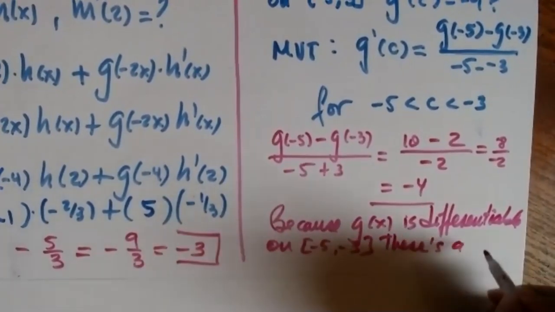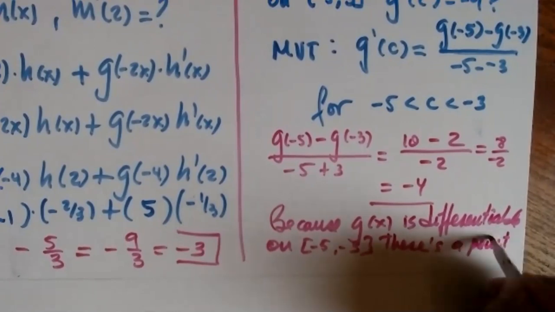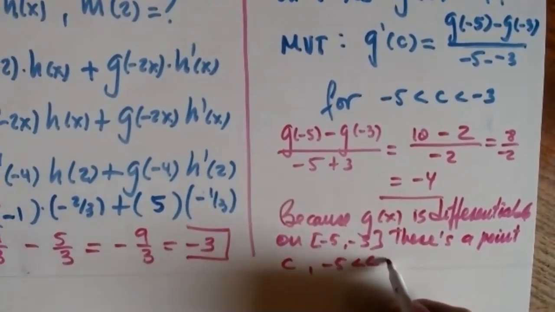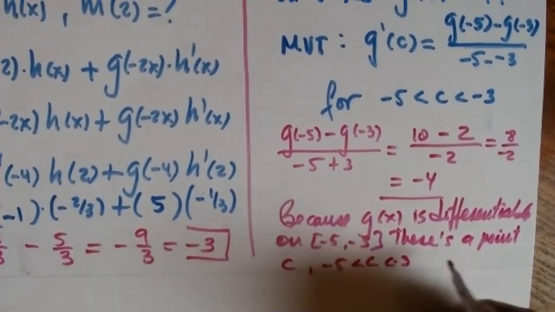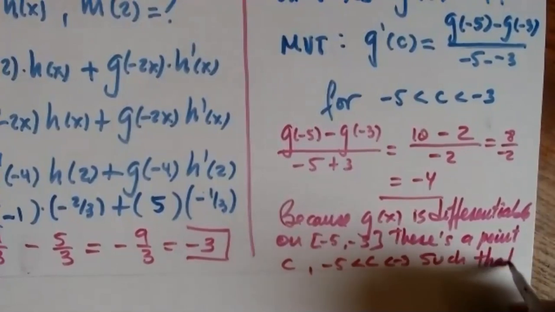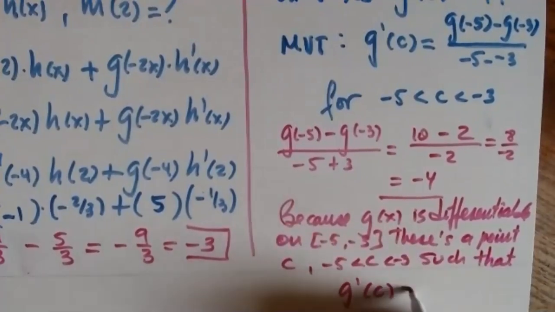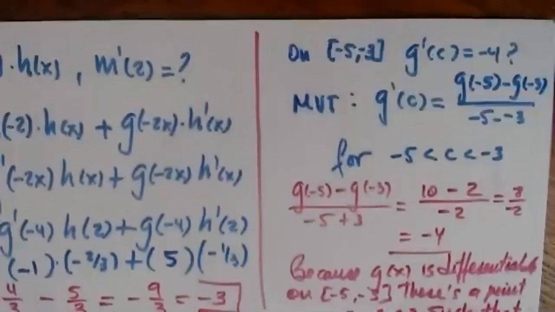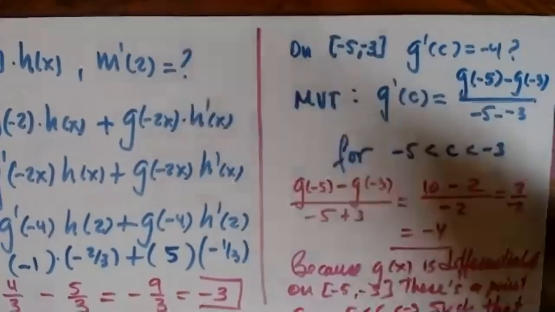There's a point or a number c between negative 5 and negative 3 such that g prime of c equals negative 4. So that's the answer, really. So how do you solve this one? With the mean value theorem.